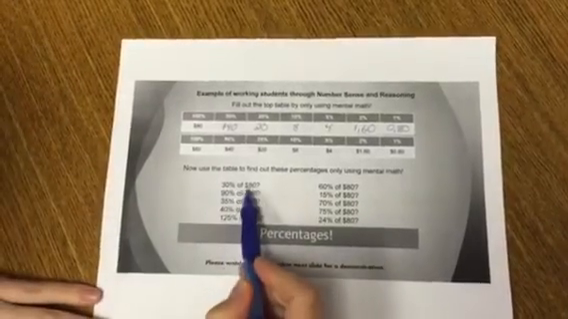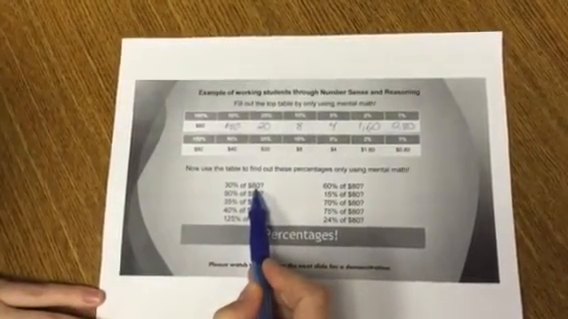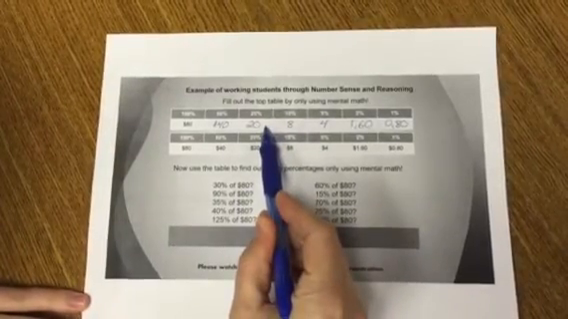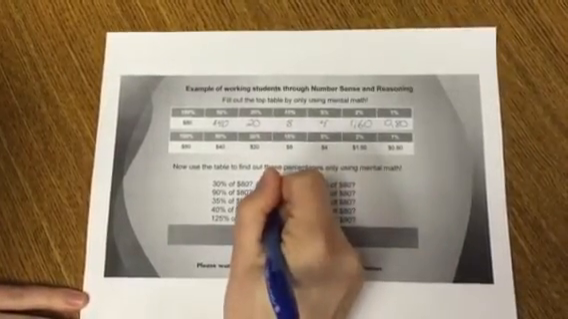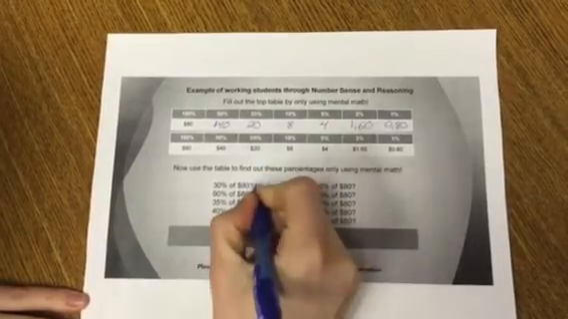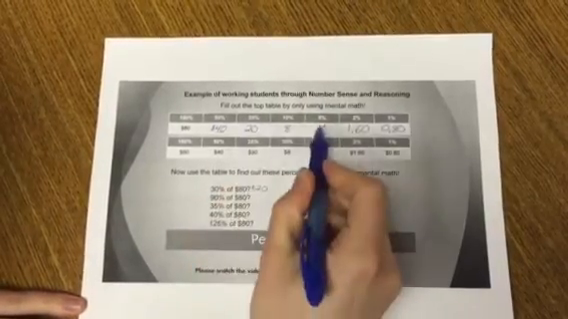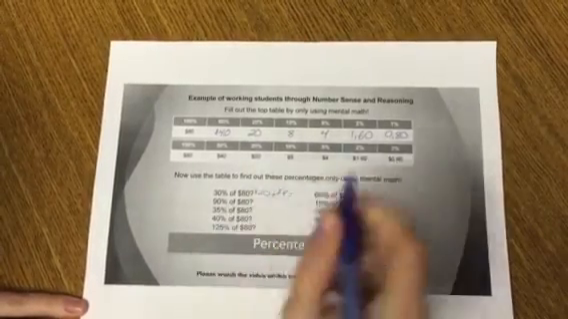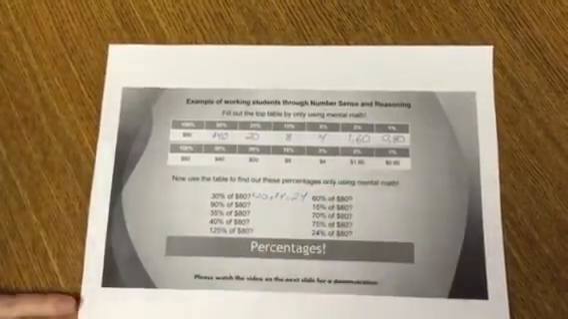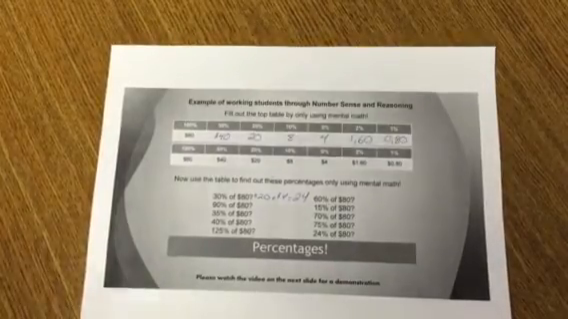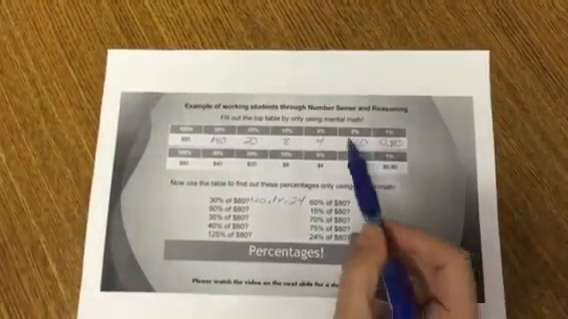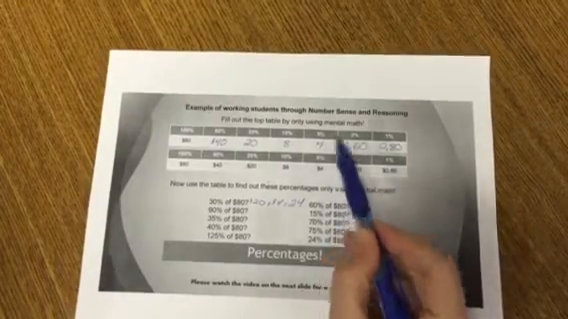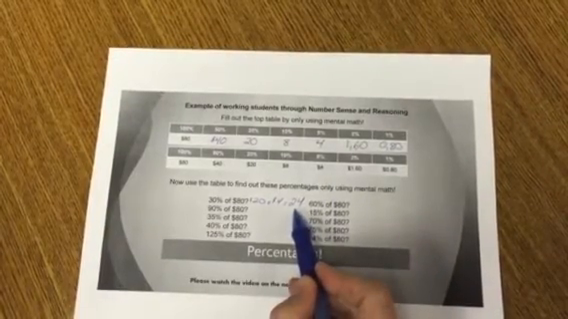So I'm going to try 30% of 80. For 30% of $80, I'm going to use my 25%, which is 20, plus my 5%, which is 4. So I know that 30% of 80 is 24. There's also other ways to figure it out. I could use my 5%, which is 4, and I can multiply it by 6. 4 times 6 is 24.